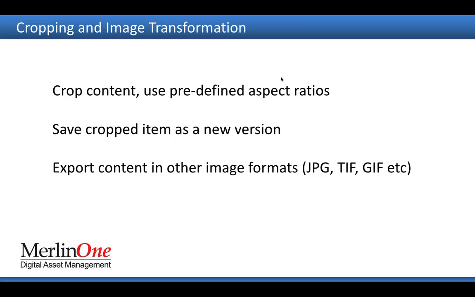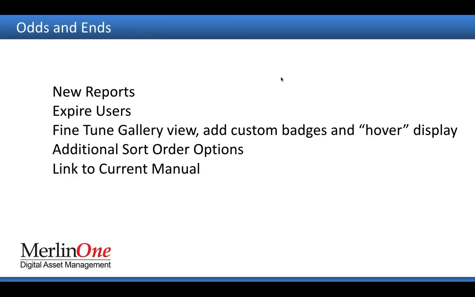So if you've stored a TIFF or a JPEG or a RAW file and you want it out in another format like a PNG or a GIF, you can do that, and it's very easy to do, and I'll show you how that works. In terms of odds and ends, we've got some new reports, and I'll talk a little bit about reporting when we get there.